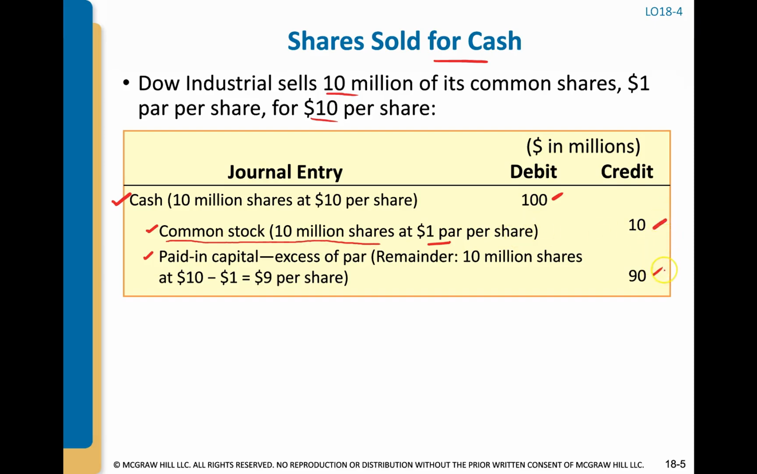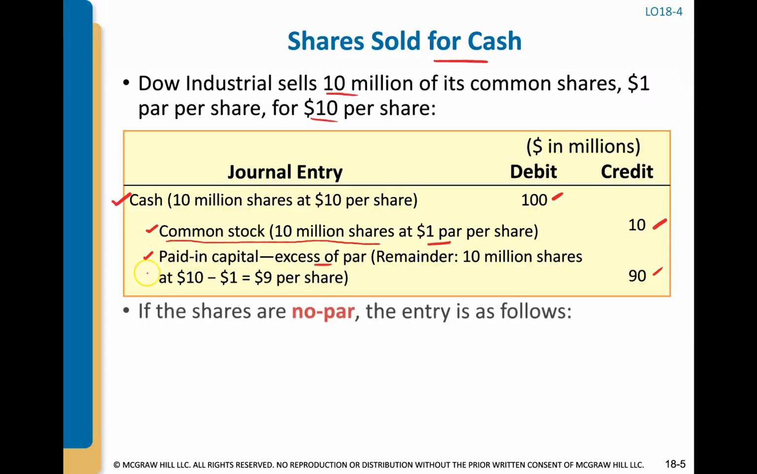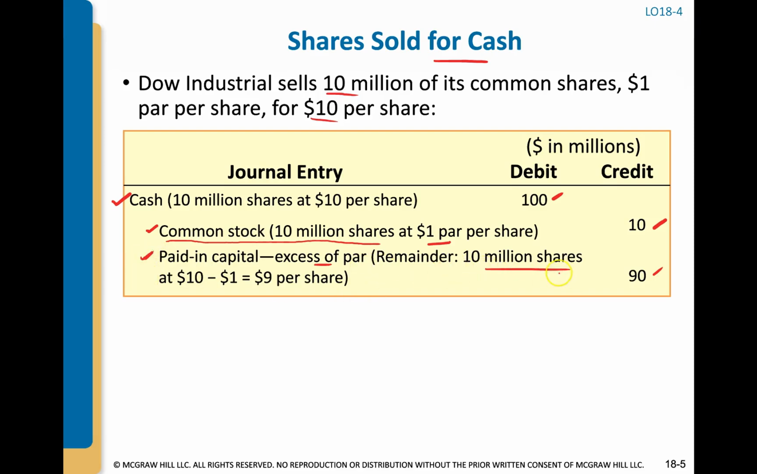And then the rest just goes to this account called paid-in capital in excess of par. When we go to the Meta one, that's this account. When it says additional paid-in capital, all their paid-in capital accounts, because there are various ones used for different entries, are grouped into this one row on the 10K. In any case, the paid-in capital in excess of par is just the plug. It's just the remaining number. It's the 10 million shares multiplied by the amount they received above par, which is $9 per share. So they have a $90 million credit.